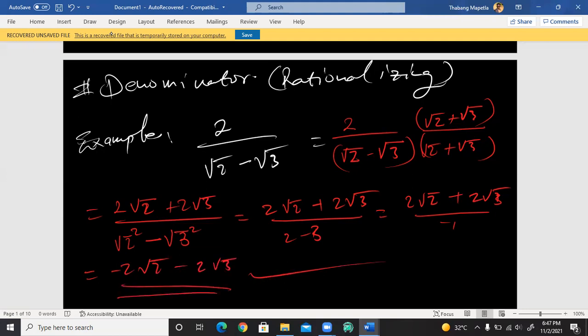We're good. I guess we understand. That is simply what we'll be doing about rationalizing. It's really easy stuff. So nothing is really hard pertaining to this. So let me see the next example, what I'm going to do.